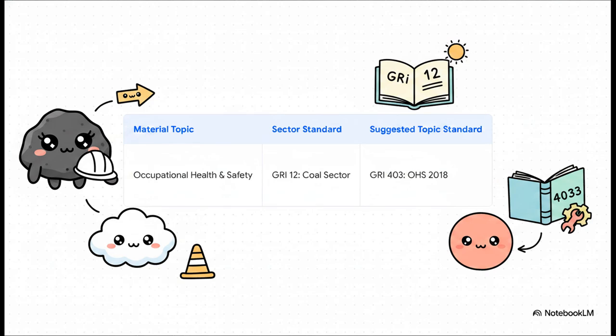So let's see how this works in the real world. Say you're in the coal sector, and occupational health and safety is a material topic for you. Your first thought might be to just jump straight to the OHS topic standard, right? But nope, the correct process is to check GRI 12 for the coal sector first. It's the sector standard that confirms which parts of GRI 403 are most relevant, making sure your reporting is tailored to your industry's specific challenges.